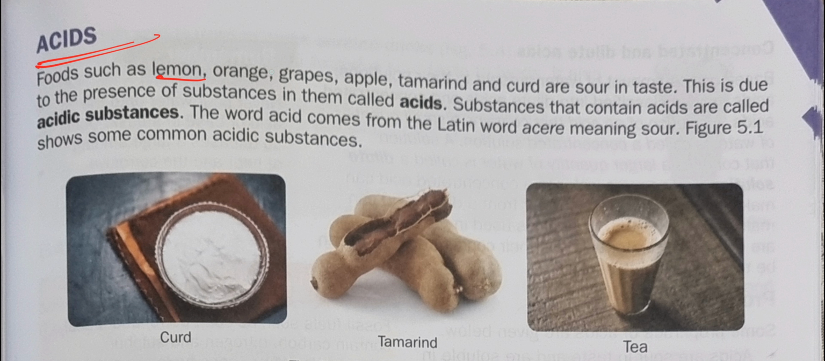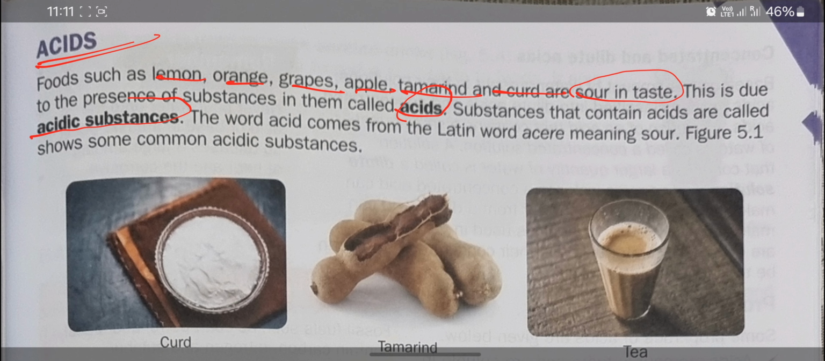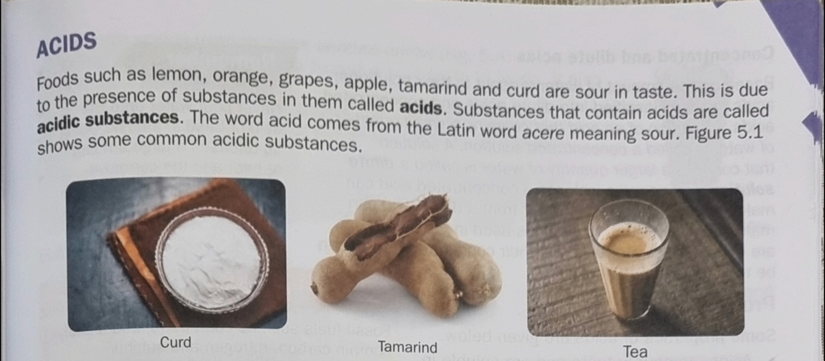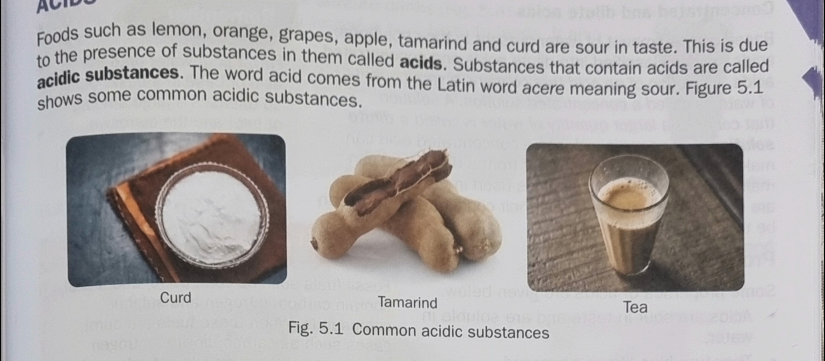Foods such as lemon, orange, grapes, apple, tamarind and curd are sour in taste. This is due to the presence of substances in them called acids. Substances that contain acids are called acidic substances. The word acid comes from the Latin word acere, meaning sour. In Figure 5.1, you can see the picture of curd, tamarind and tea. These are common acidic substances.